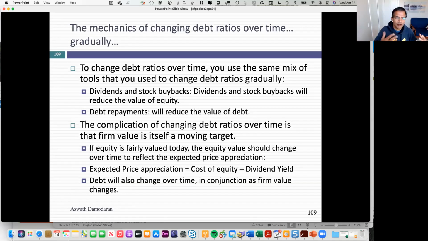If the value of your firm is $1 billion now, 40% is 400 million. That's easy. But if I say I'm going to target 40% 5 years from now, your value of the firm will increase over time because you've got a cost of capital and a cost of equity. The 40% then will be of the ending value, which might be 1.2 or 1.3 billion, a much bigger number.